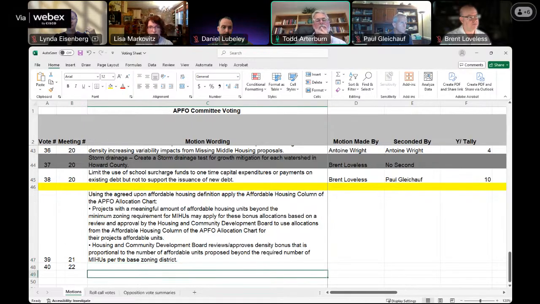So Lisa, you're suggesting that we don't revisit the issue of relieving these projects of the requirement to pay the soup. That will continue, but you want to grant the Housing and Community Development Board the authority to approve the density bonus proportional to the number of units proposed beyond the required number. Yeah, I don't have a problem with that last bullet. I just have a problem with the other ones.